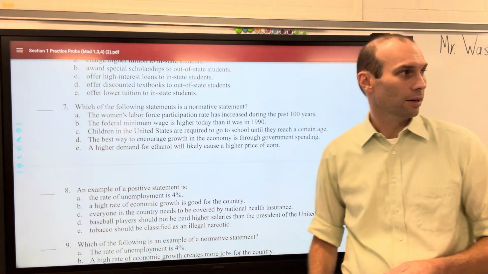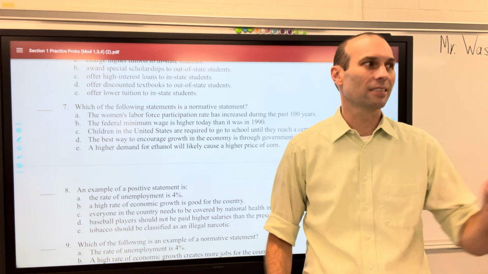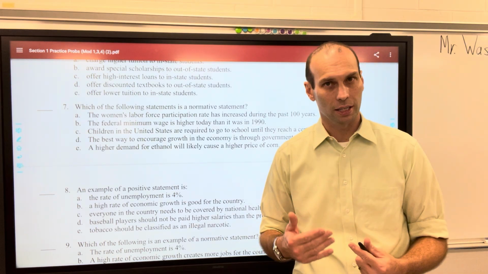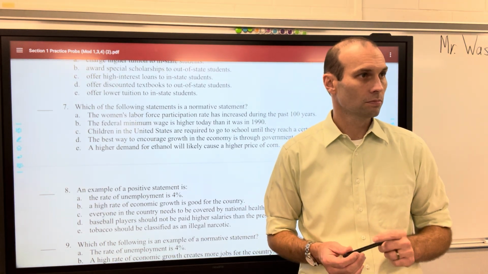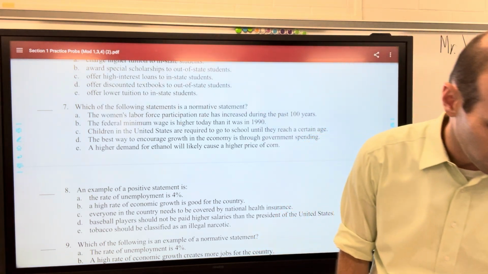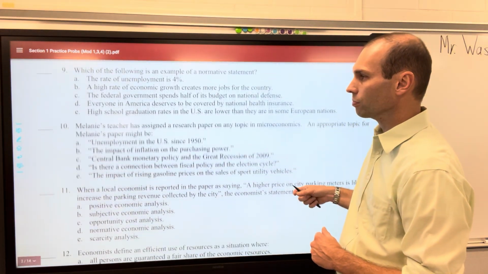The best way to encourage growth in the economy is through government spending. That is subjective, that is normative. Is that good? Any questions? All right, we will mosey on to number 10.